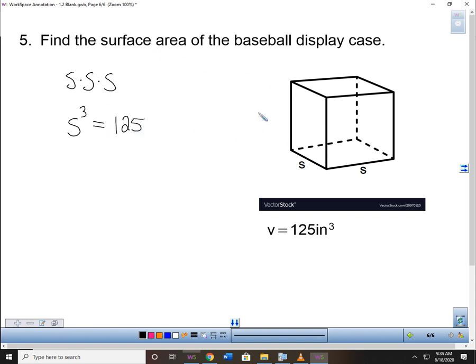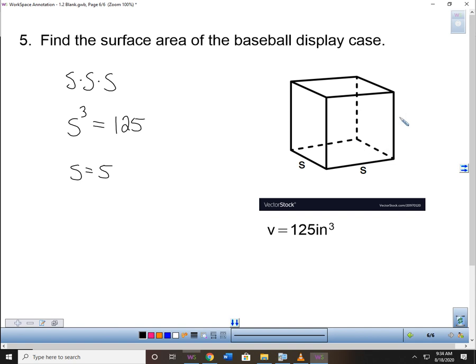So if we want to find the surface area, we're going to have to figure out the S's, right? So here's my thing. You're trying to find a number that will multiply by itself 3 times to get 125, right? What number would that be? Okay, so the side is 5.